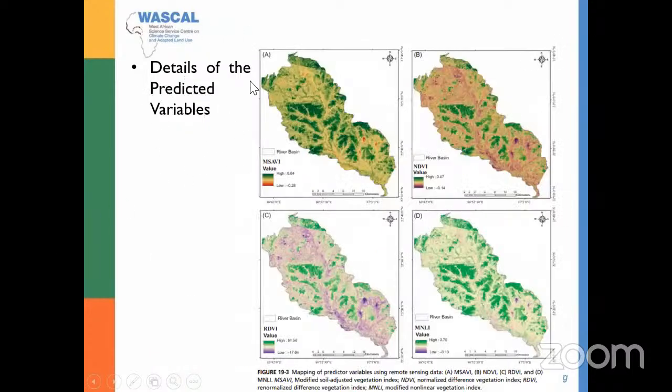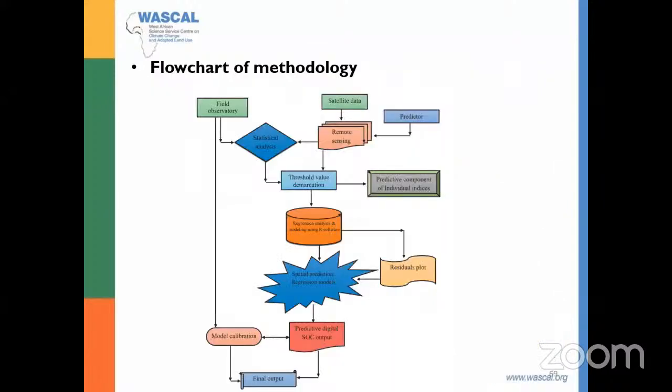So these are the details of the predicted variables. Once we generate the indices, these are the results from the indices. And all these are layers or georeferenced data sets that can be used in estimation.